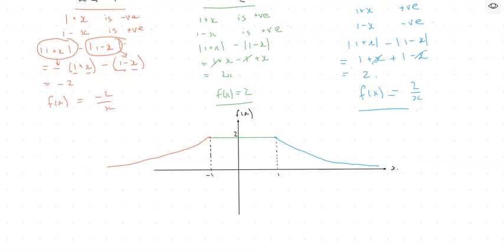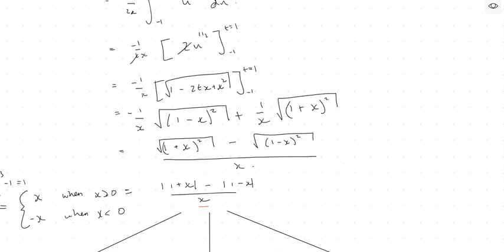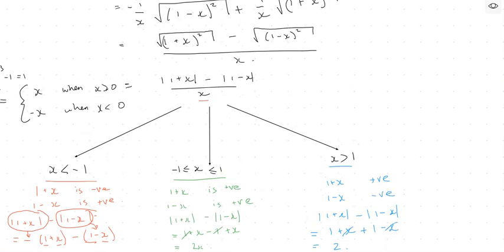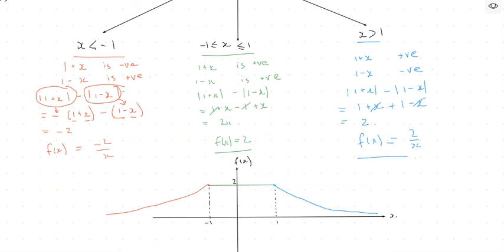That's my graph. Okay, so this was the tricky bit, really. Remembering that this is a mod, and then splitting this into 3 conditions. Let's get your graph. Excellent.